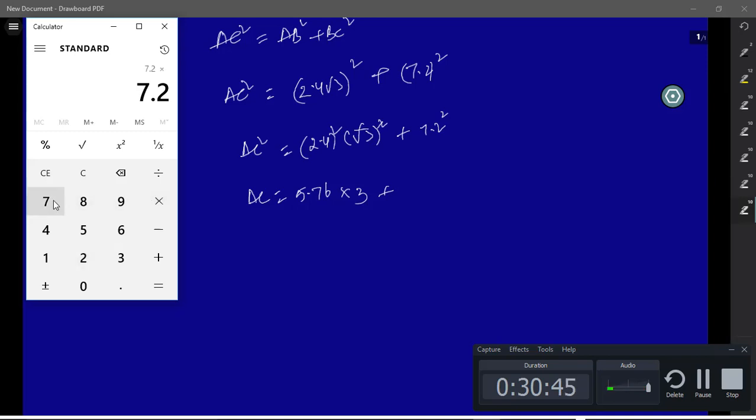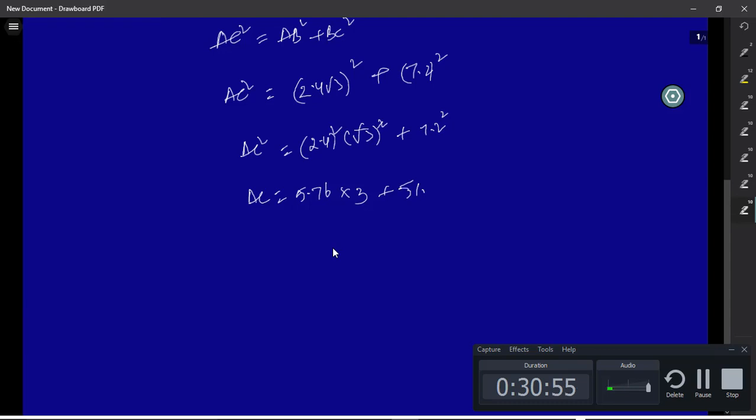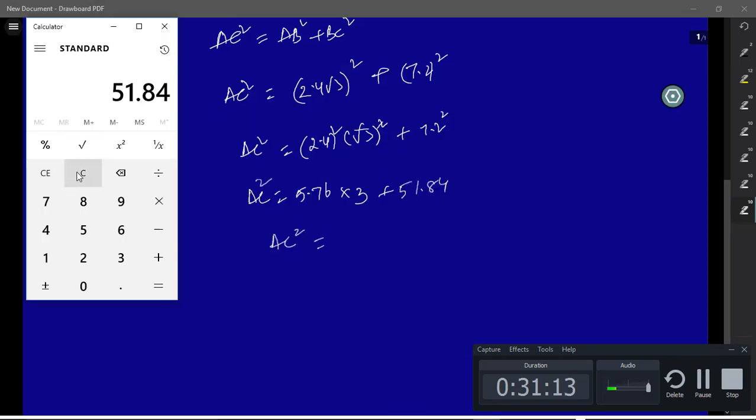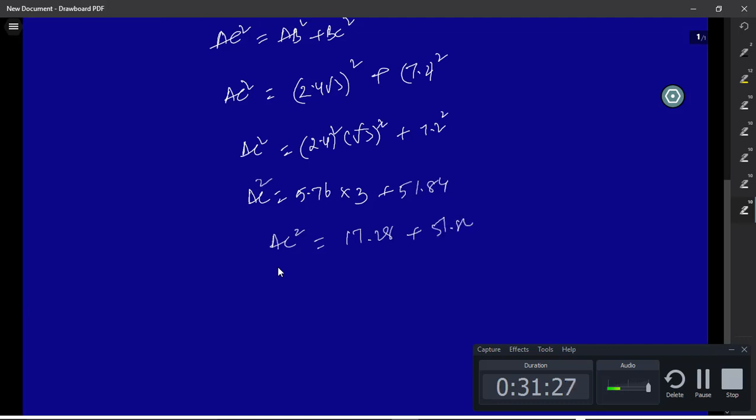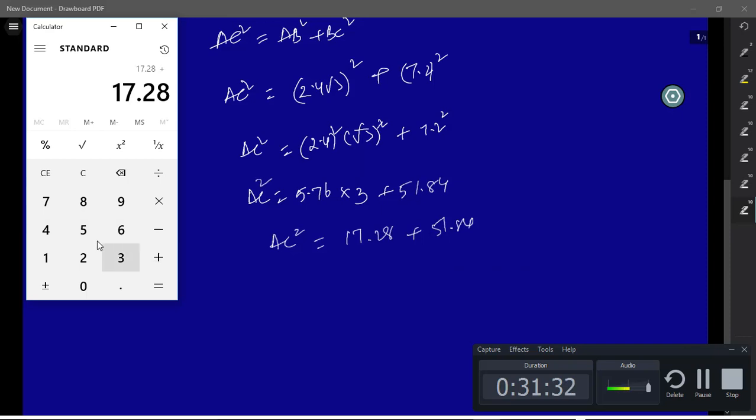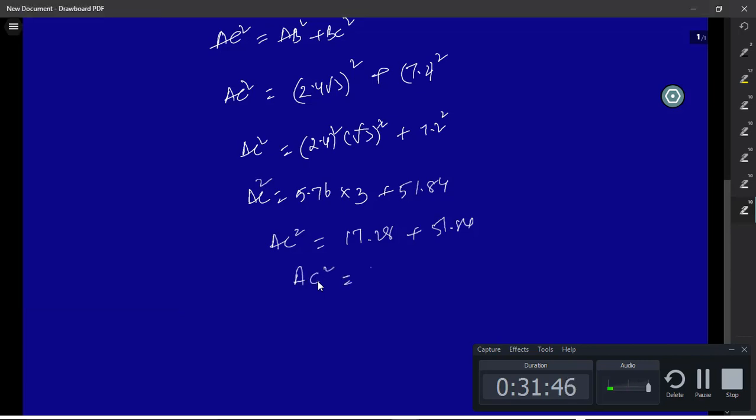7.2 into 7.2 is 51.84. Now AC square is 5.76 into 3, that is 17.28. 17.28 plus 51.84. Let me just add 51.84 here. This becomes 69.12. So AC should be square root of 69.12.